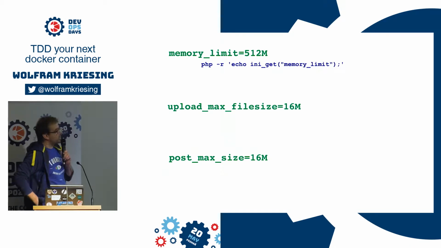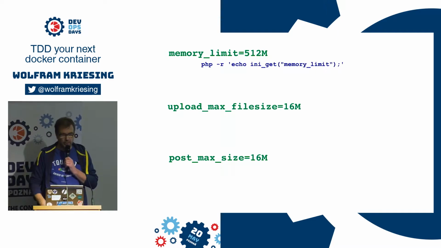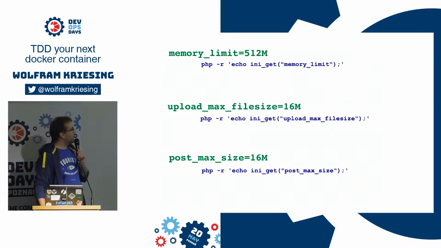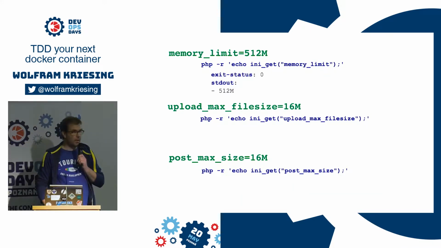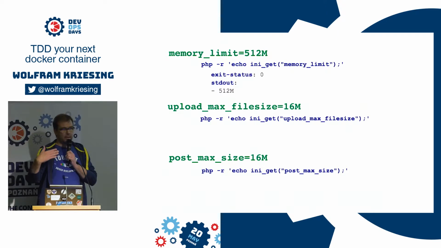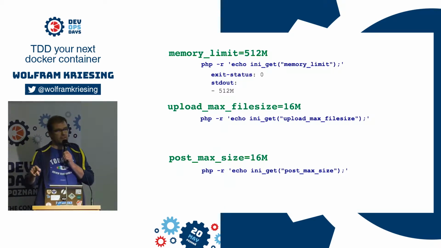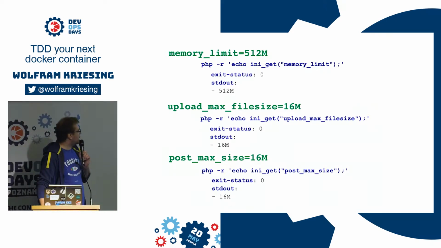We would just have a simple command, run it on the PHP console, to get PHP to tell us, yes, I am configured with 512 megabytes. And the same for the upload max file size and the post max size. And the cool thing in Goss is that you can then say, that's my expectation. I expect this command to exit with status 0, and I expect it to output 512M, which is exactly the size I want to have configured in my Docker container. And the same down here, and down there.